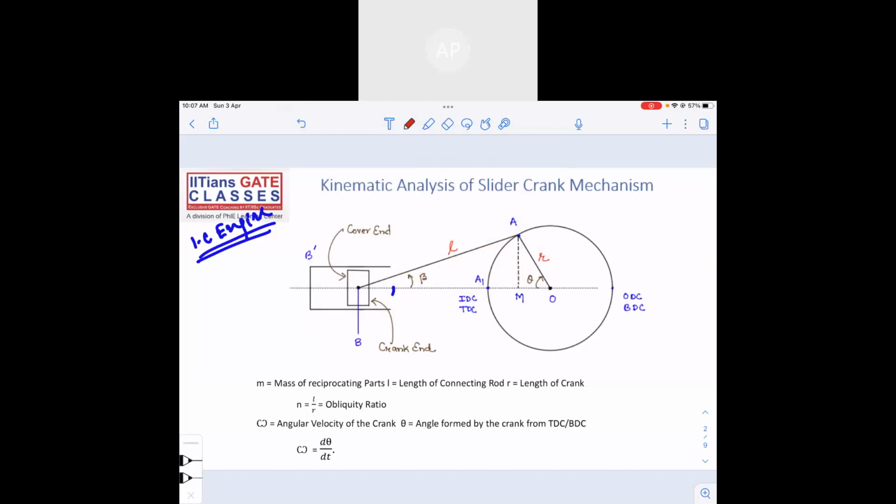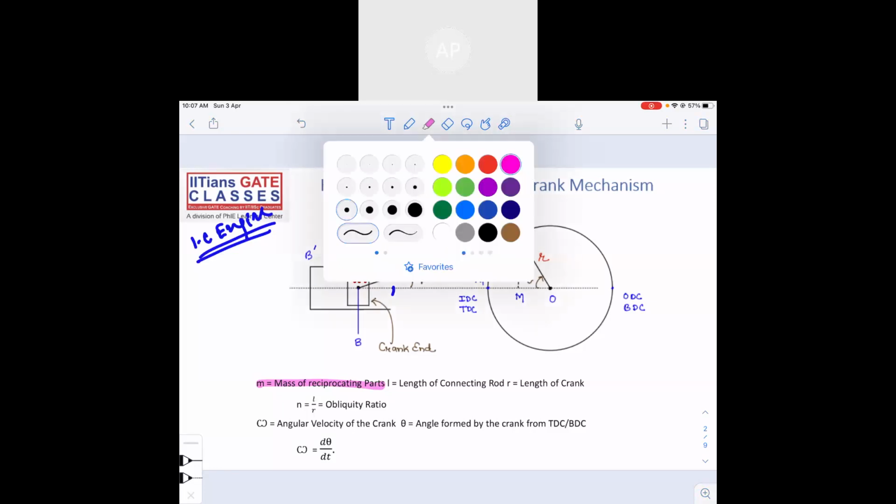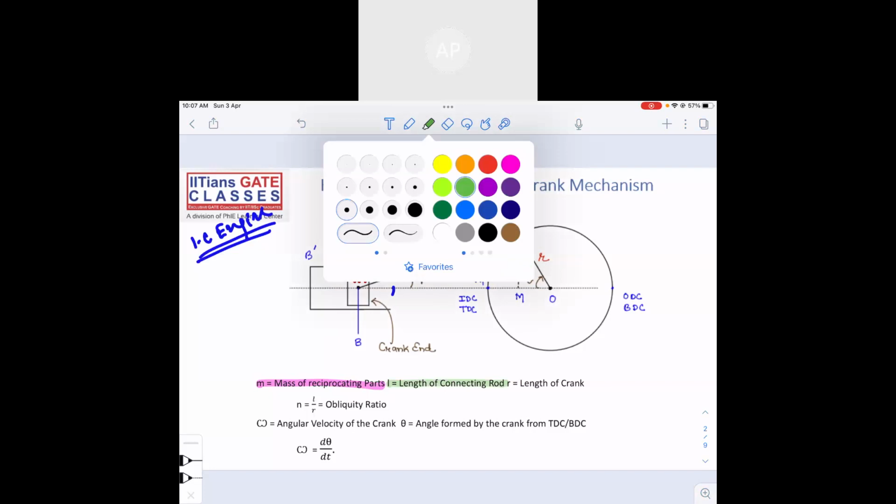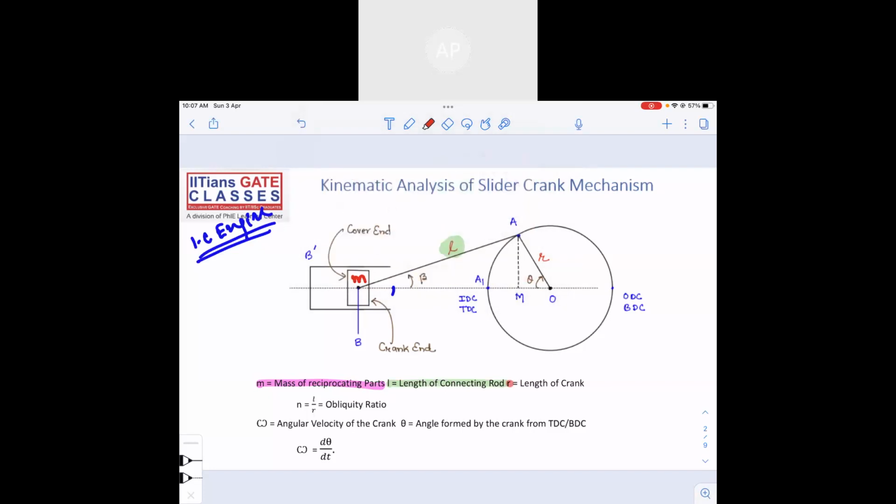So what is m? m is the mass of the reciprocating part, which is the reciprocating part here. This is a mass m, right? Then you have L. What is L? L is the length of the connecting rod. Which one is the connecting rod? This is the connecting rod, you can see, right? The length of the connecting rod is L. Then what you have? You have R. R is the length of the crank. This is the crank, you can see, right?